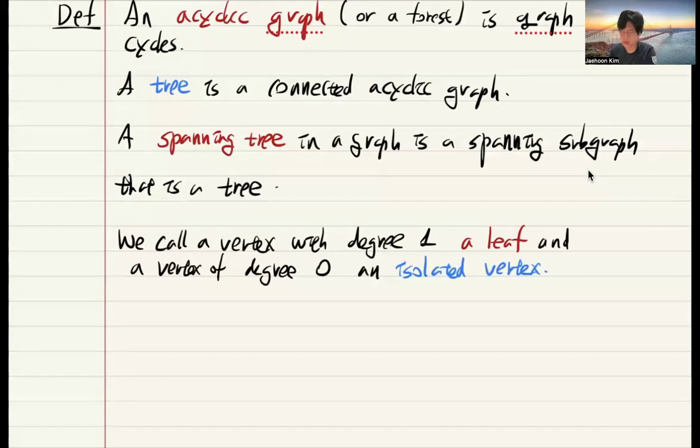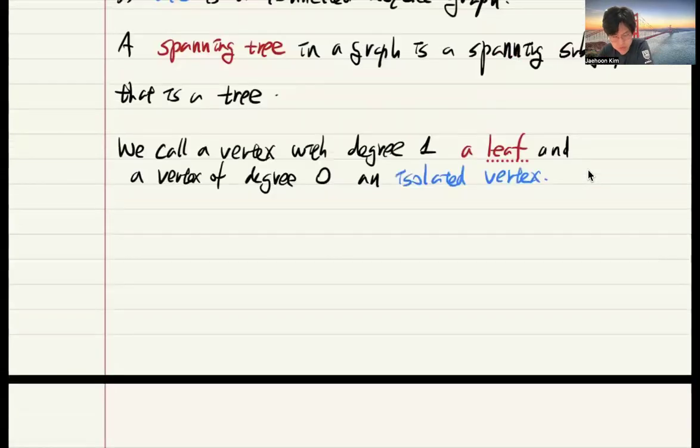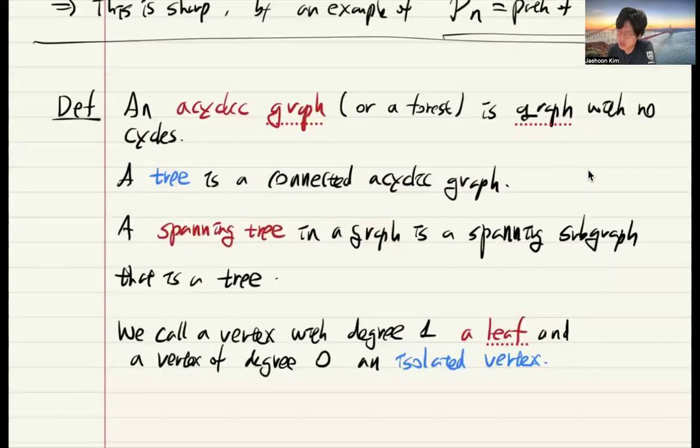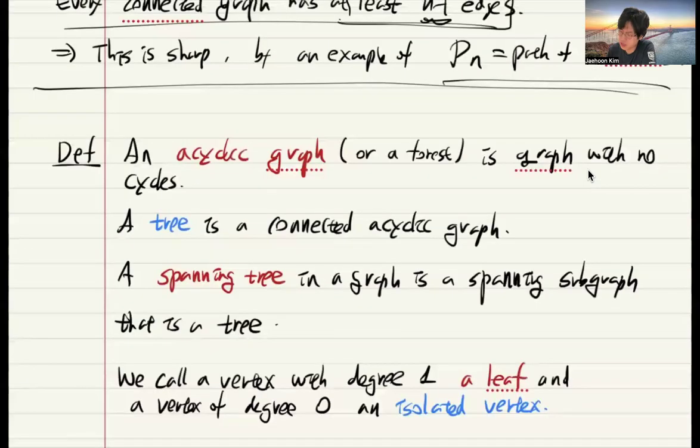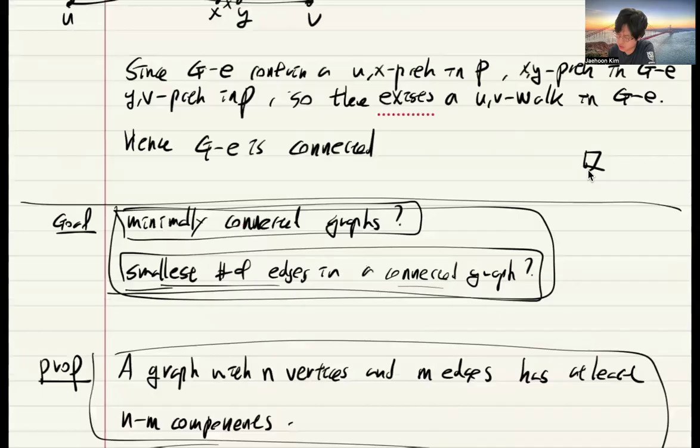So with this definition, we now want to understand this tree. So this tree is the answer to this question. We'll show that the trees are the graphs where every edge is a cut edge. And these are the graphs which are connected and have the smallest possible number of edges among the connected ones.